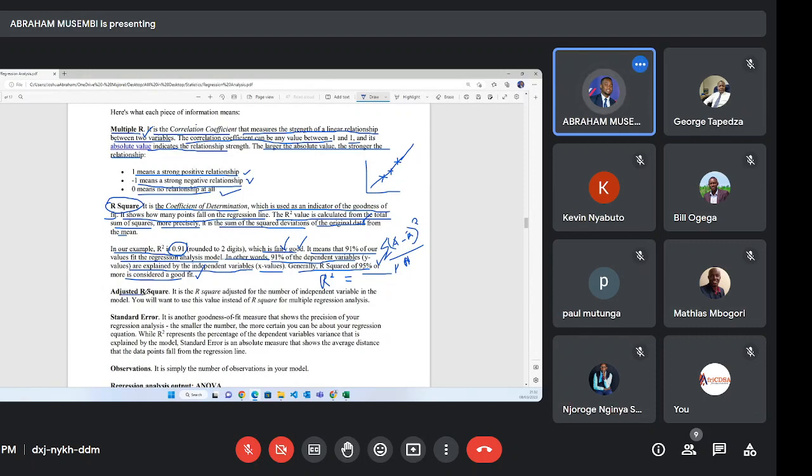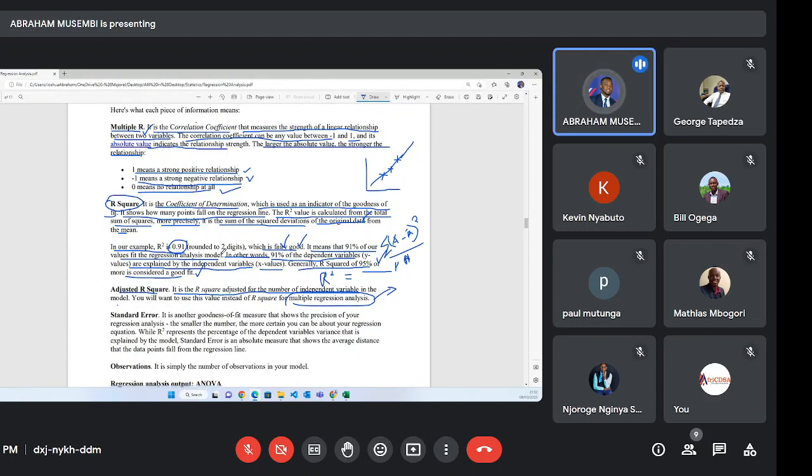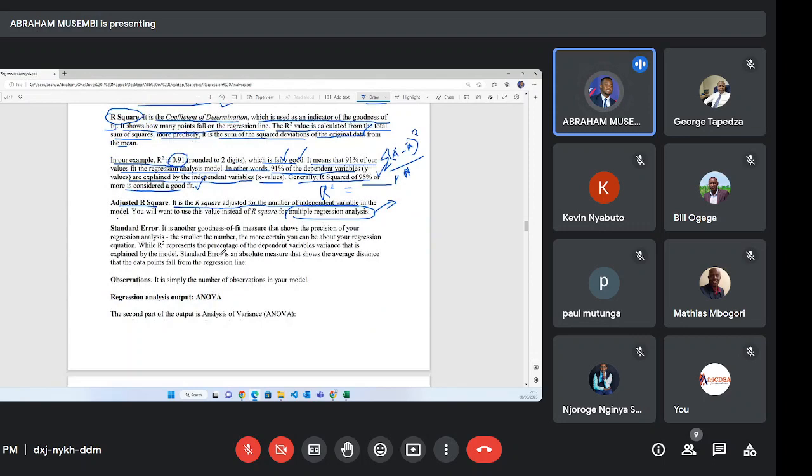Then we have the adjusted r squared, and we've said this is the r squared adjusted for the number of independent variables in the model. It's mostly used when we are dealing with multiple regression analysis. That is, you will want to use this value instead of r squared for multiple regression analysis, when your model takes into consideration more than one independent variable.